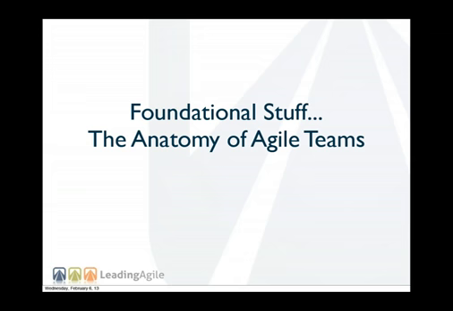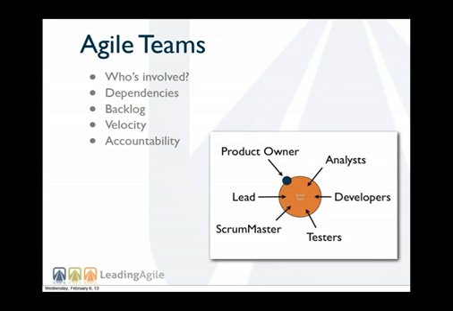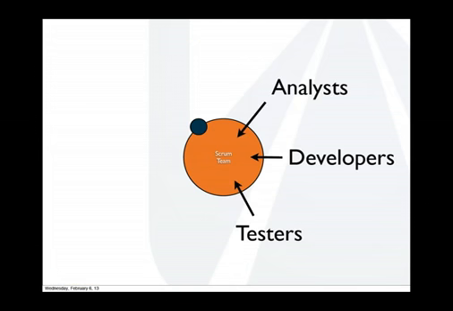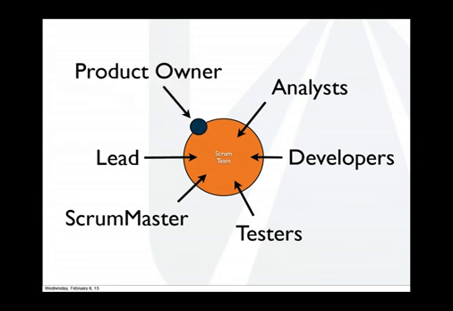Okay, so here's the stuff that I want to talk about that's kind of foundational. Why, in a portfolio talk, would we talk about the notion of agile teams? Well, the reason I want to introduce this idea of agile teams is because you would be surprised how many folks are doing this wrong or poorly. The idea behind an agile team is that it has everything necessary to deliver an increment of value. So in Scrum, we're talking about analysts and developers and testers, Scrum Masters, team leads, product owners, all that kind of thing.